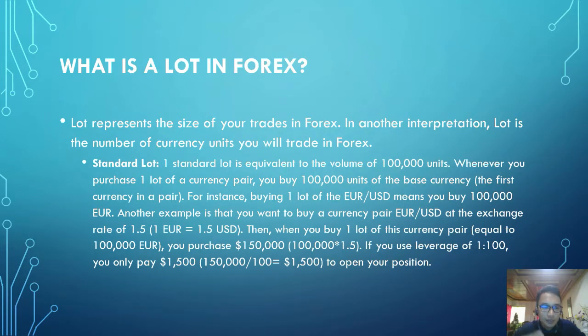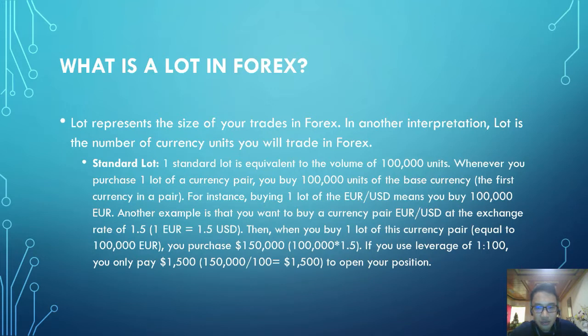There are 4 types of lot size, but what I'm going to share today is the standard lot, since we are using standard lot in trading using Traideringer. One standard lot is equivalent to the volume of 100,000 units. Whenever you purchase 1 lot of a currency pair, you buy 100,000 units of the base currency, the first currency in the pair. For instance, buying 1 lot of euro USD means you buy 100,000 euro.